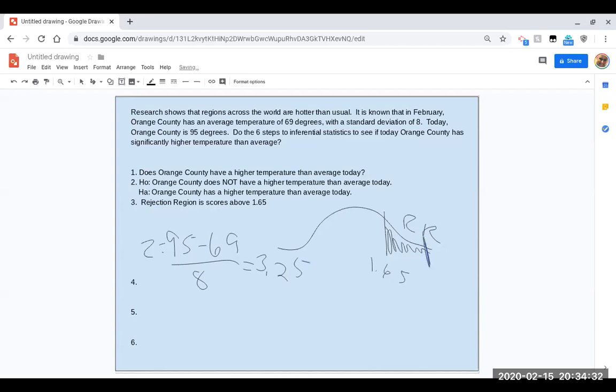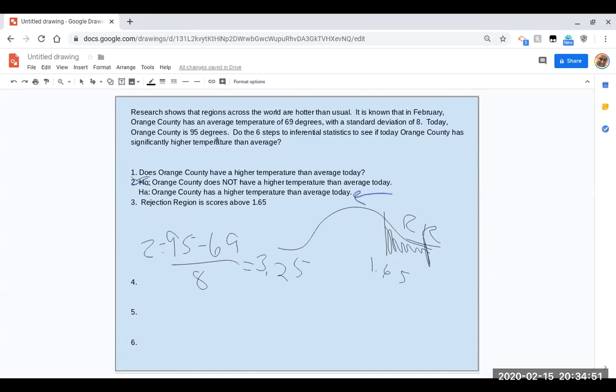Since that's where my score is, I now know that I'm going to reject the null. Since I'm going to reject the null, I'll cross it off. I'm going to reject you, null, because I'm in the rejection region. And since I'm going to reject the null, then this is the conclusion I'm going to make.